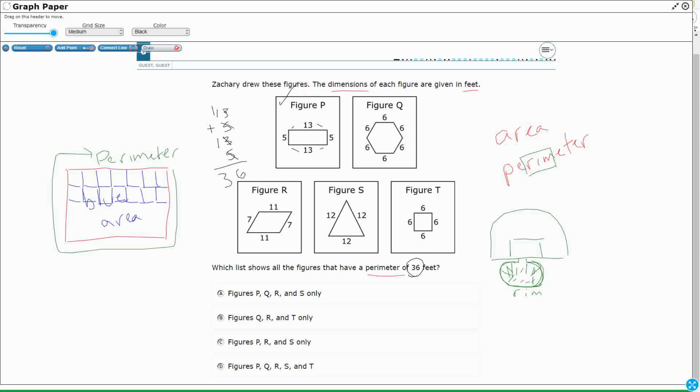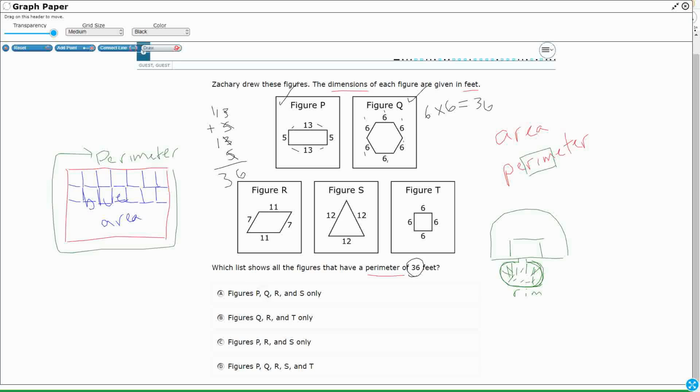So let's keep going. I could add figure Q, but take a look. It's a hexagon. There's 6 sides, and each side is equal. There's 1, 2, 3, 4, 5, 6. So rather than just adding, I'm just going to turn that into a multiplication problem, because 6 plus 6 plus 6 plus 6 plus 6 plus 6 is repeated addition. That's just 6 times 6. It's also 36. Okay, so P and Q are good.